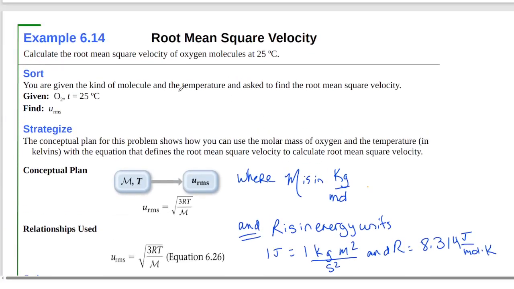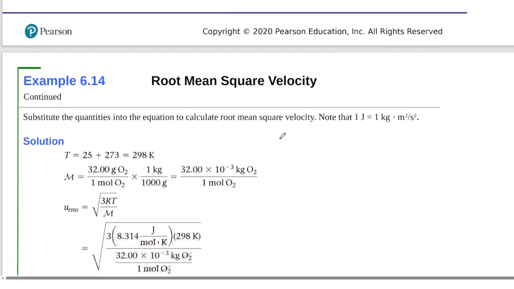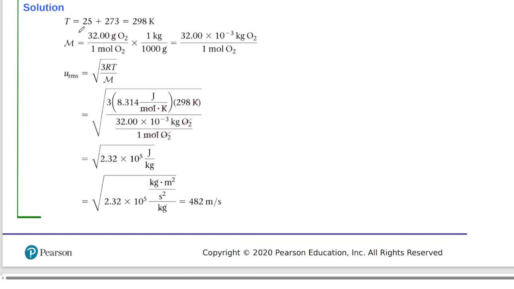So let's read the problem. Calculate the root mean square velocity of oxygen molecules at 25 degrees C. So our temperature is equal to 25 plus 273, which is 298 Kelvin. And the molar mass of O2, so each oxygen is 16, times 2 is 32 grams per mole. And we know that 1 kilogram is 1,000 grams, so we can convert to kilograms per mole.